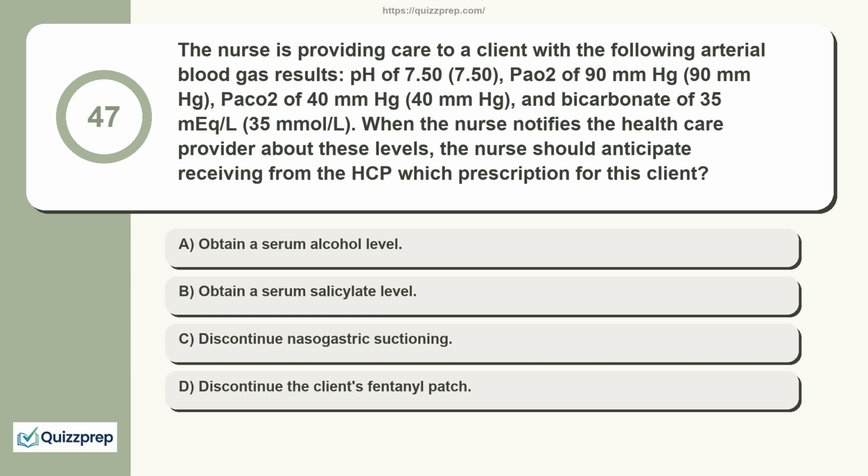Question 47. The nurse is providing care to a client with the following arterial blood gas results: pH of 7.50, PaO2 of 90 mm Hg, PaCO2 of 40 mm Hg, and bicarbonate of 35 mEq/L. When the nurse notifies the healthcare provider about these levels, the nurse should anticipate receiving from the HCP which prescription for this client. Obtain a serum alcohol level. Obtain a serum salicylate level. Discontinue nasogastric suctioning. Discontinue the client's fentanyl patch.